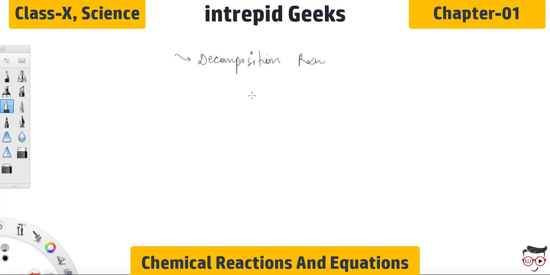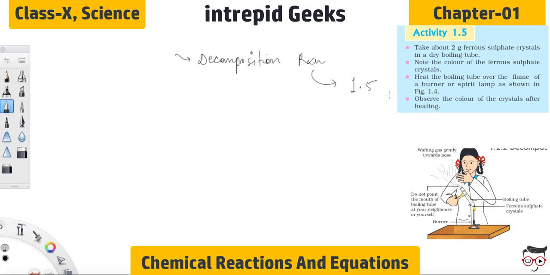Now let us discuss another type of reaction, which is decomposition reaction. In order to discuss decomposition reaction, I would like to mention activity 1.5 of the NCERT textbook, in which we need to take 2 grams of ferrous sulfate crystals in a dry boiling tube. So what is the formula of ferrous sulfate? It is FeSO4, and since they are crystals, we'll write solid. Now when you are taking the crystals of ferrous sulfate in a test tube, you must note the color of ferrous sulfate crystals.